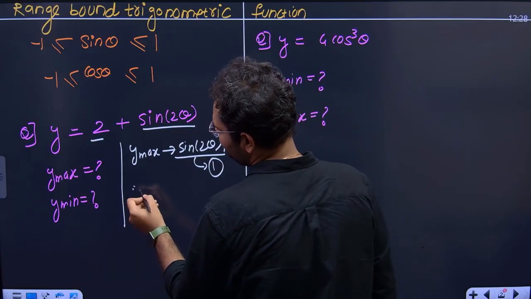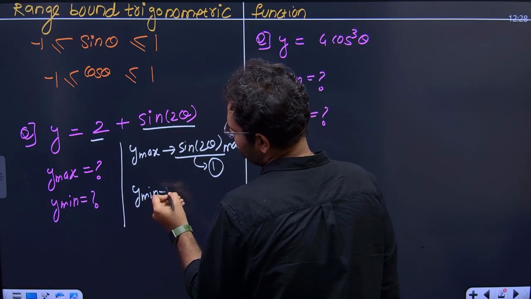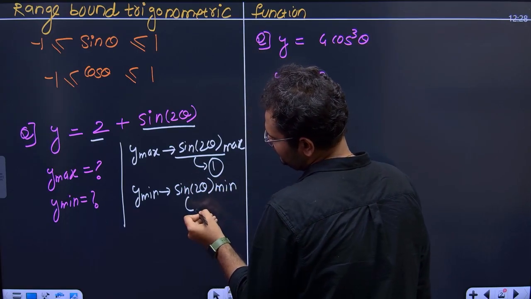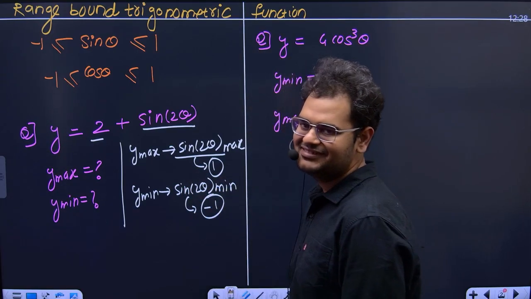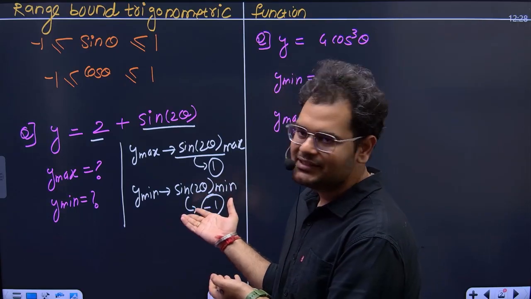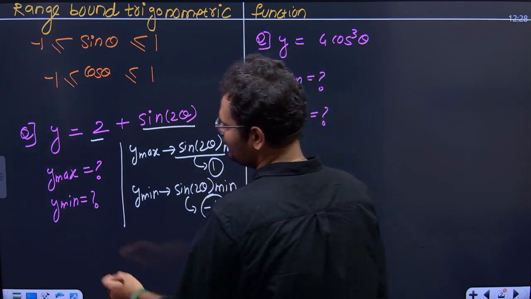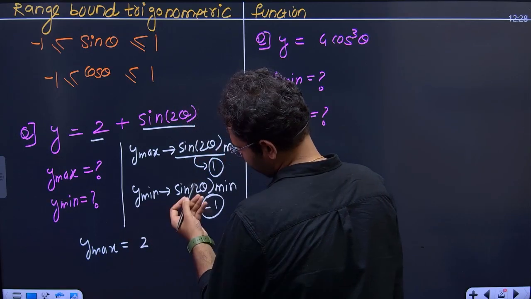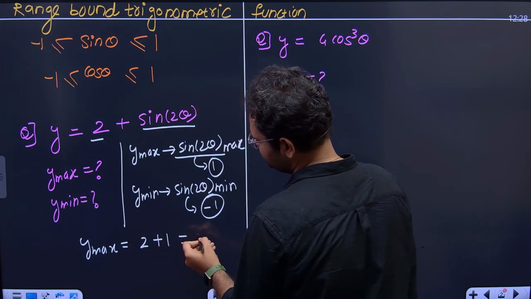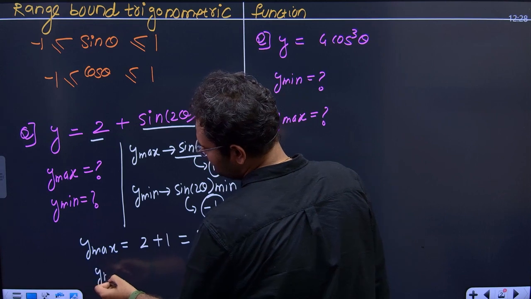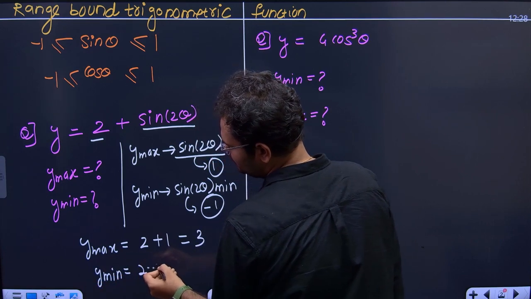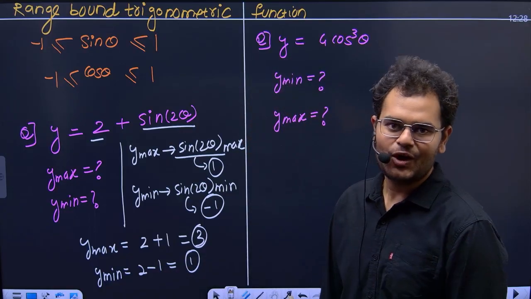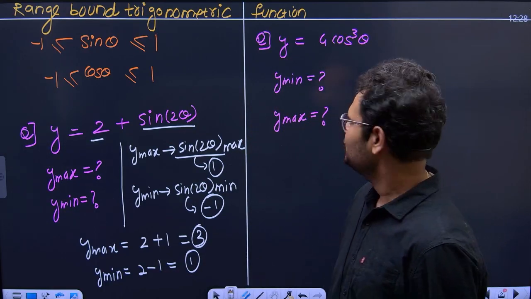Similarly, when will y be minimum, sir? Y will be minimum when sin 2 theta will be minimum. And what is the minimum value of sin 2 theta, sir? -1. So once you apply this common sense, your question is solved. Therefore my y maximum will be 2 plus 1, that is equal to 3, and y minimum will be 2 minus 1, that is equal to 1. Got it? Let us try the next question now.